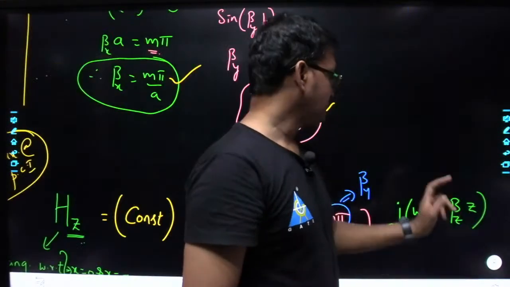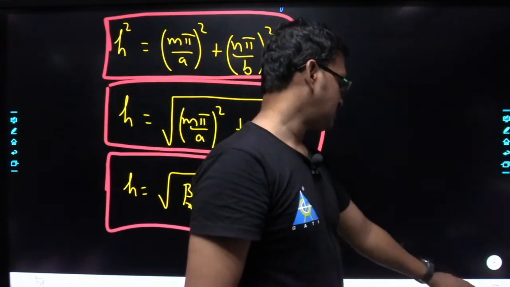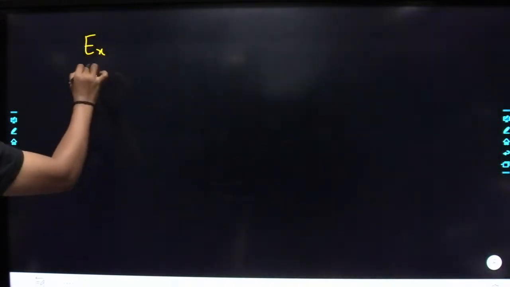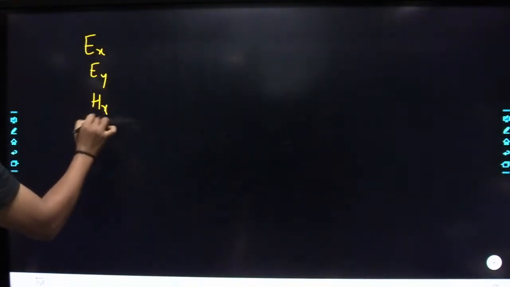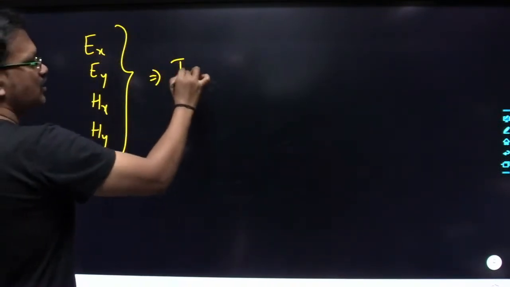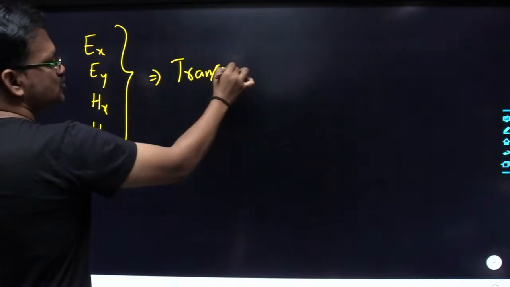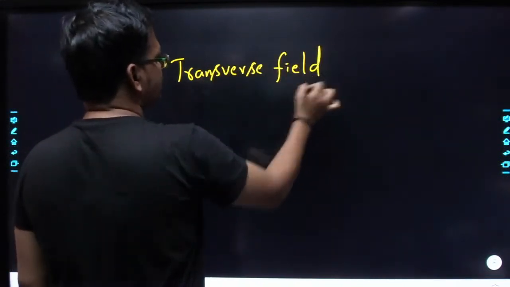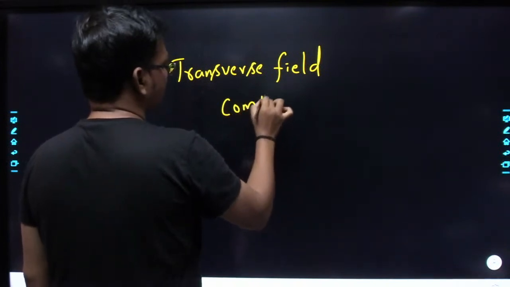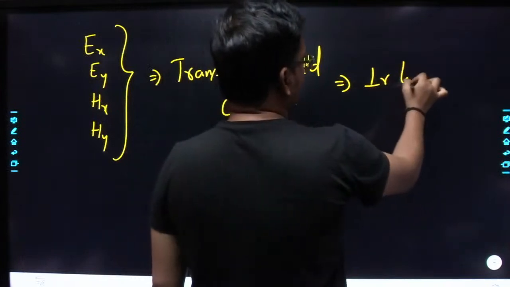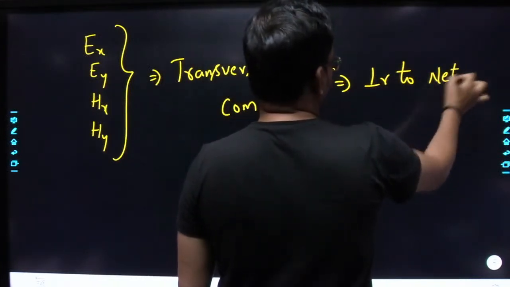So in the case of rectangular waveguides, the transverse field components are Ex, Ey, Hx and Hy. These are called transverse field components. These are the components that are perpendicular to the net propagation direction.